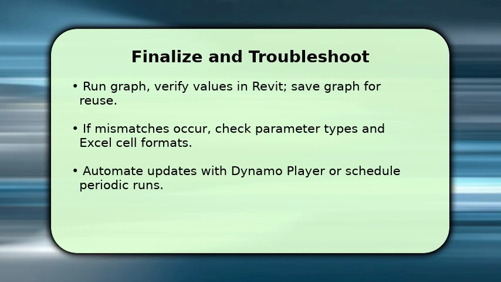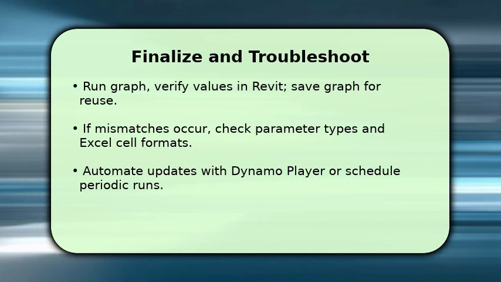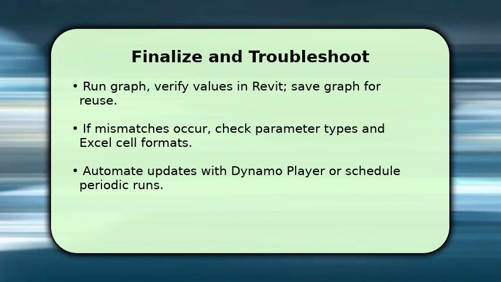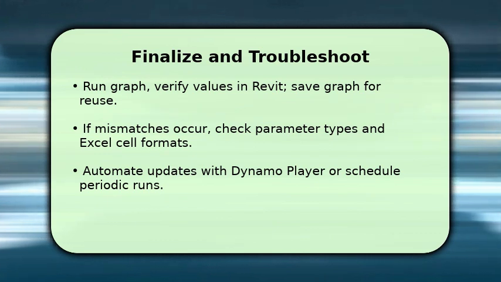If something is wrong, stop and inspect. Mismatched parameter types, blank cells, or differing naming are the usual culprits. Make sure Excel cells are formatted as text, number, or date to match Revit parameters, then rerun. Once correct, save the graph and consider using Dynamo Player or a scheduled task to automate updates, so future edits in Excel flow back into Revit reliably.